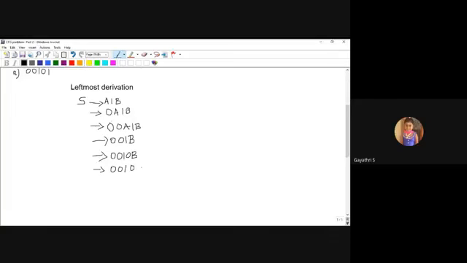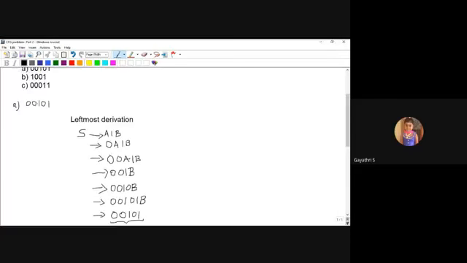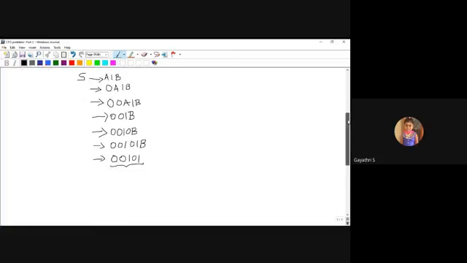I instruct all students to take a paper and work out in parallel. For rightmost derivation, you will tell me the answer. Now we have 00101; the string is almost reached. Instead of B, I will choose epsilon. Finally we have received the respective string, 00101. This is the given string, so the string is derived and our choice is correct.